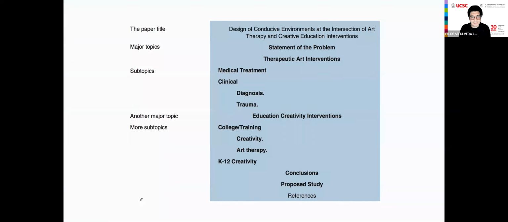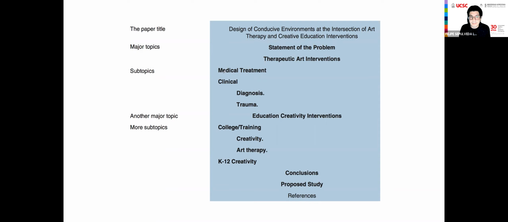I think I have an example here that comes from that work, the second literature map that I showed you. This is the title of the paper: Design of Conducive Environments at the Intersection of Art and Art Therapy and Creative Education Interventions. The first part of this work is the statement of the problem. That's chapter one. And then comes the literature review. The main topic that they develop here, like the first bubble that they show you, is therapeutic art intervention.